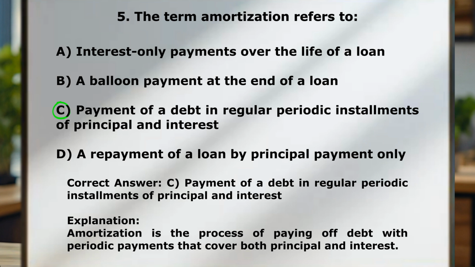So if you understand what the term amortization means, you would understand that this is the process of paying off debt with periodic payments that cover both principal and interest. The most common loan that we see, the 30-year fixed mortgage here in the United States, is typically an amortized loan. So every month, these monthly payments are paying off principal and interest every month.